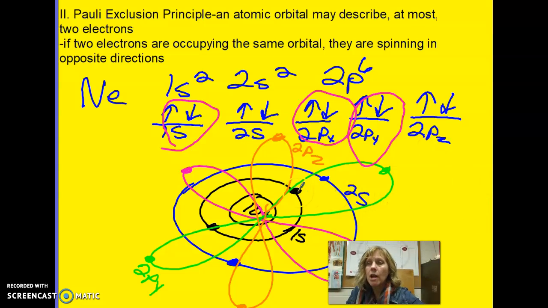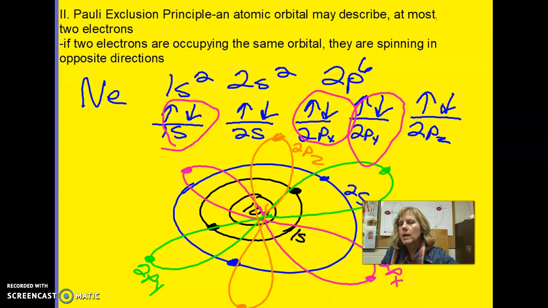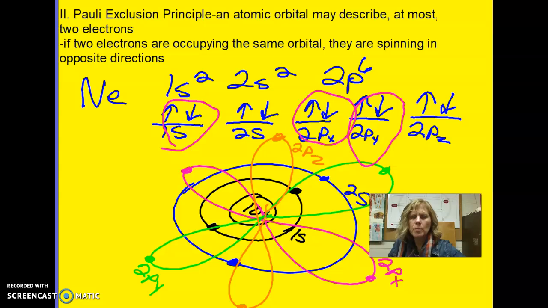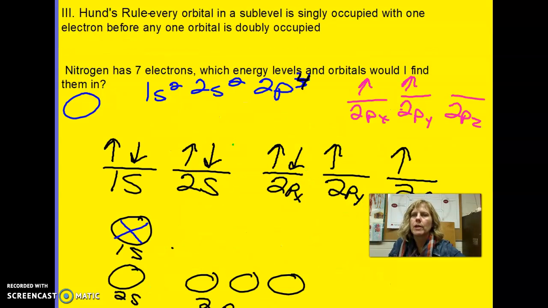If 2 electrons are in fact in these orbitals, they're spinning in opposite directions. One spins this way, one spins this way. And we really say one spins clockwise, one spins counterclockwise. So Pauli exclusion is they can only have 2 in an orbital, and if there are 2, they're spinning in the opposite direction.